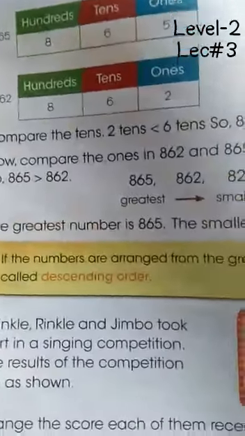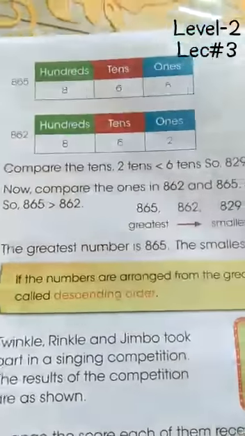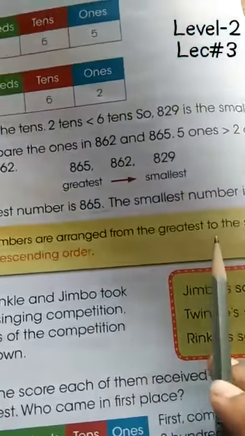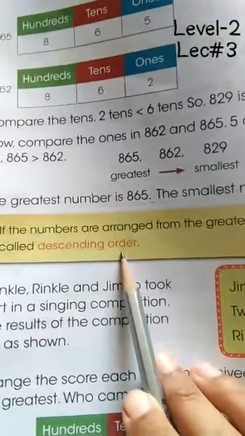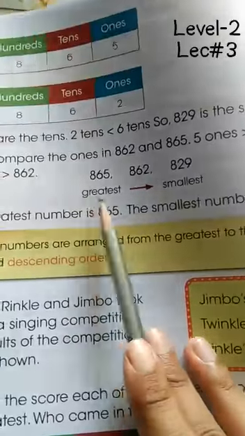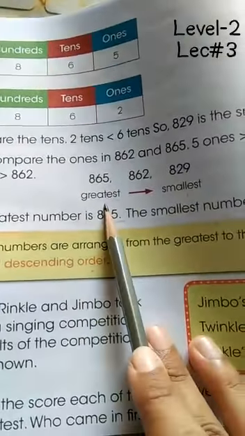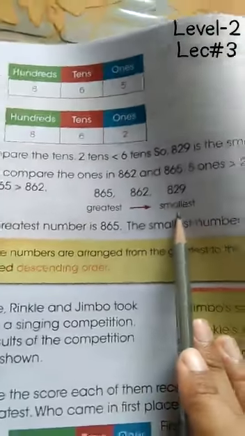Now here is the definition of descending order. If the numbers are arranged from greatest to smallest, it is called descending order. Here is the descending order from greatest to smallest.